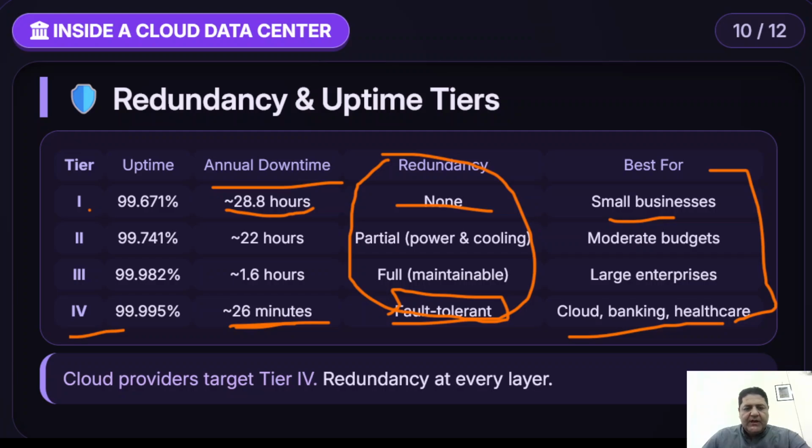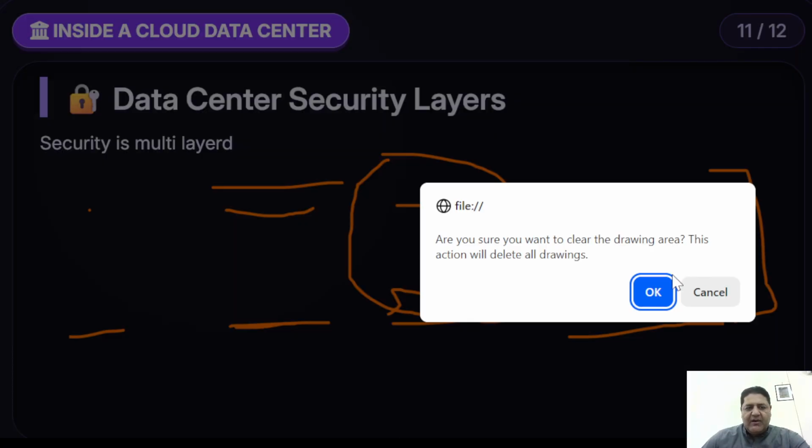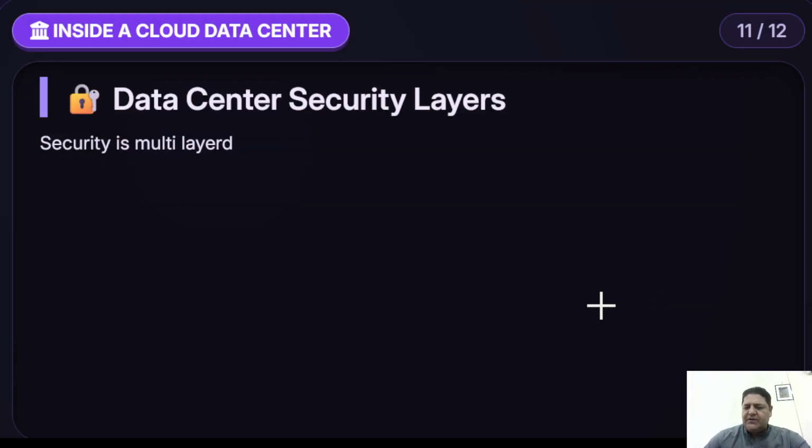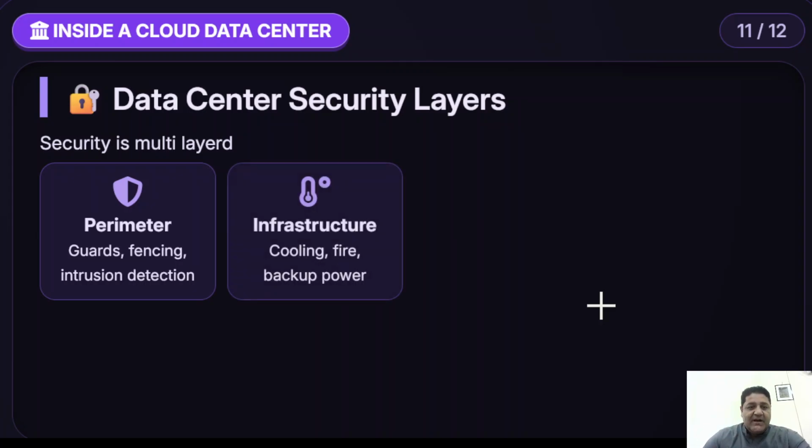Now, moving on to the next slide, we have this security layer. So when we talk about security, it's a multi-layer technology. So we have guards, fencing for the intrusion detection. We are talking about the physical security, physical perimeter here. Then there is the infrastructure. So security is not just the physical, it can be for example, cooling करनी है, fire break हो जाए तो क्या करना है.